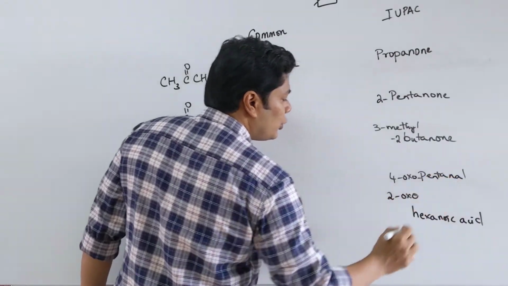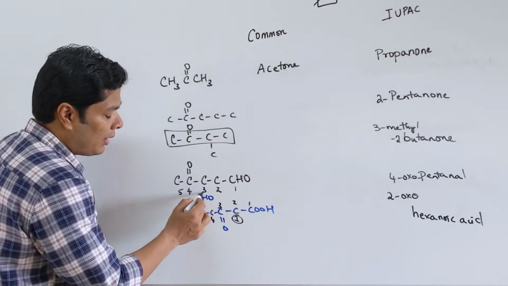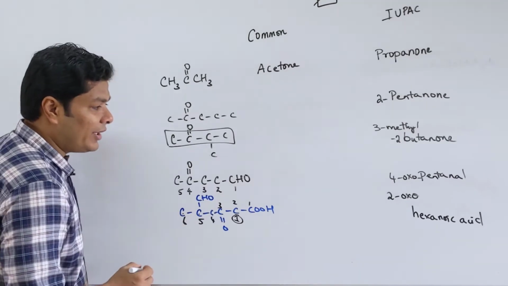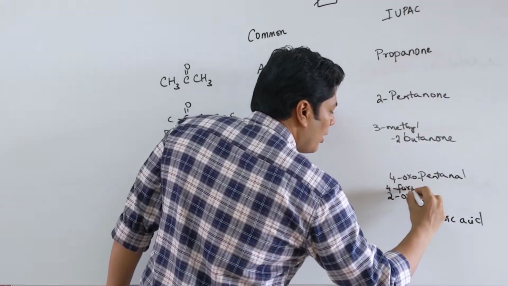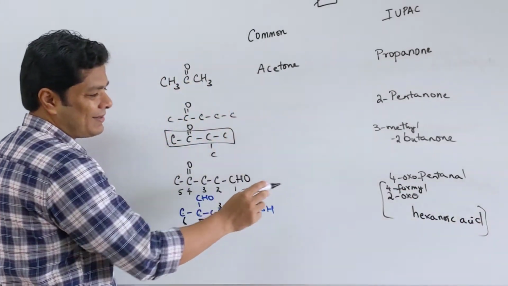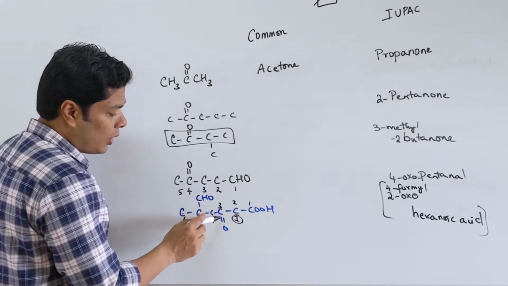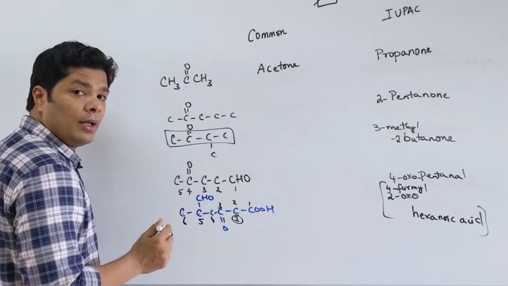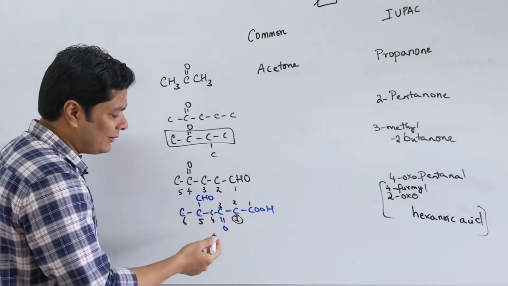I have 2-oxo. 3, 4. At 4 I have aldehyde group. So when an aldehyde is part of a side chain, you name it formyl. So for lack of space I am writing it like this. So this would be 4-formyl, 2-oxo, hexanoic acid. Okay. So now I will give you an assignment so that you can practice all this.